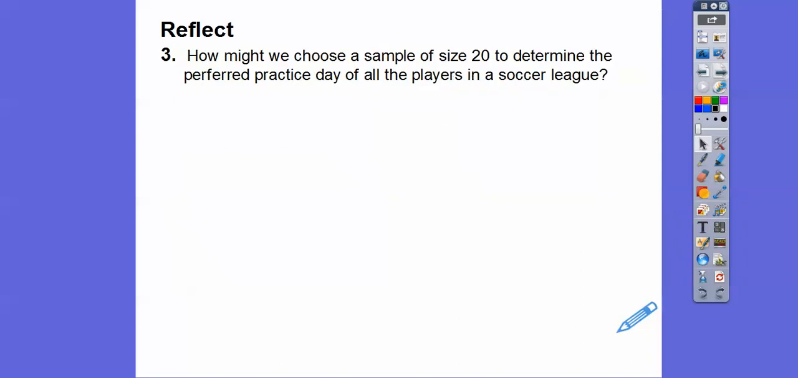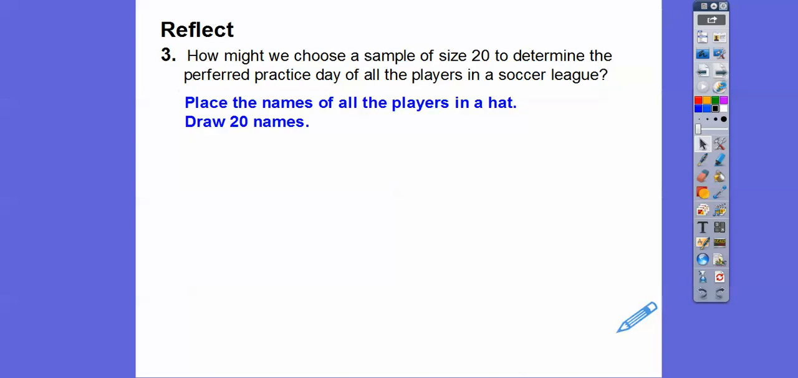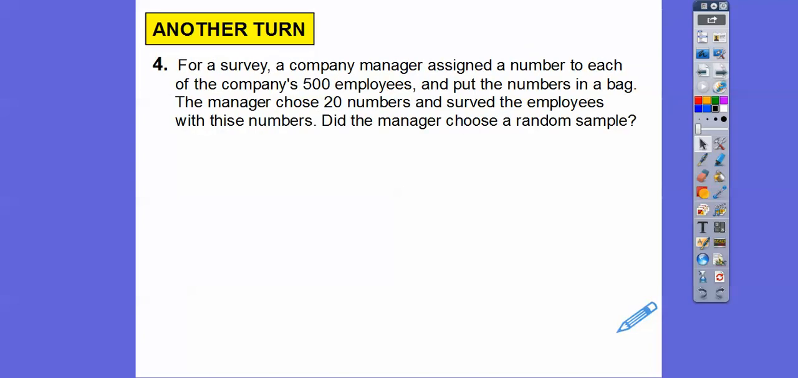So how might we choose a sample of size 20 to determine the preferred practice day of all the players in a soccer league? If you play soccer, think of all the players in the soccer league. What would be a good way to sample 20 people? Well, what you could do is place the names of all the players in a hat, or give them all assigned numbers, and then just draw 20 at random. That's a good way to do that. That way everybody has an equal chance of being selected.